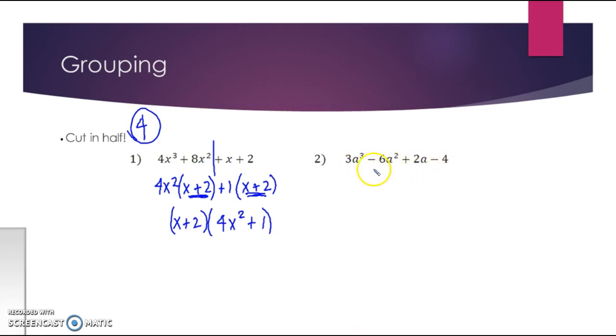For number 2, I don't have a GCF. That 2 and 3 messes it up for me, so I'm going to cut it in half. My GCF of the left side is 3a squared, and that's going to leave me with a minus 2. And on this side, my GCF is 2. And that's going to leave me with a minus 2.